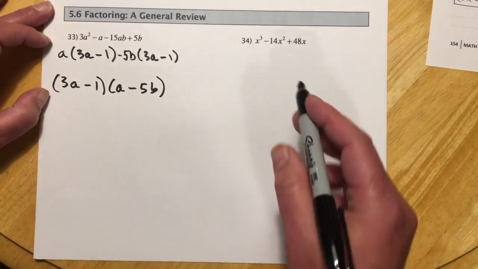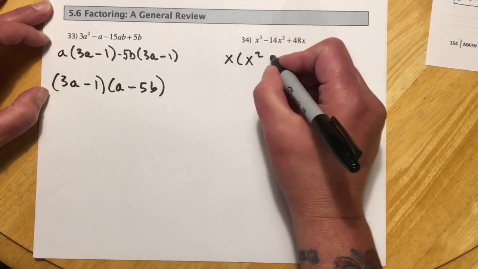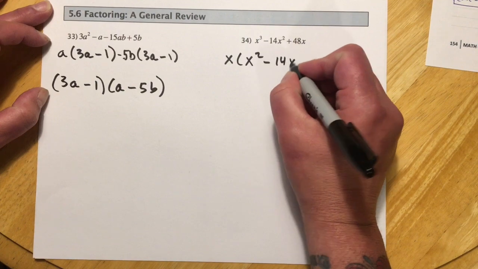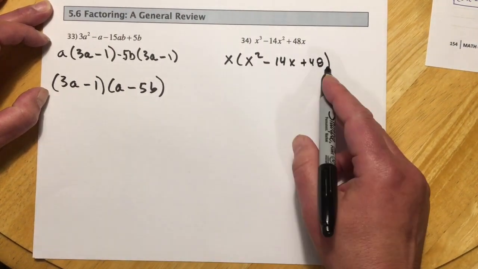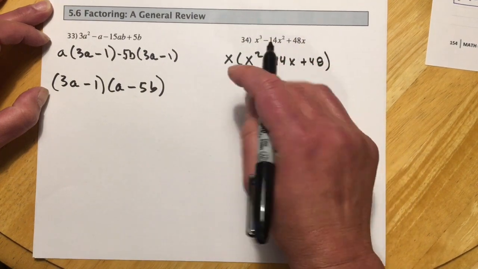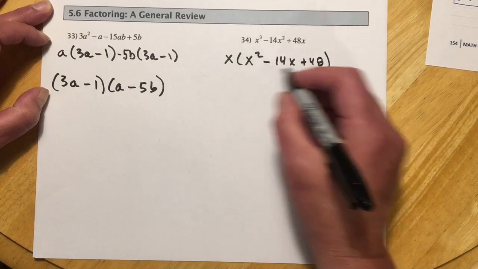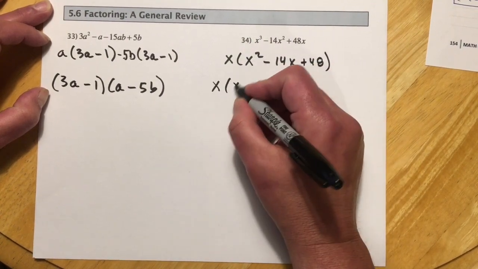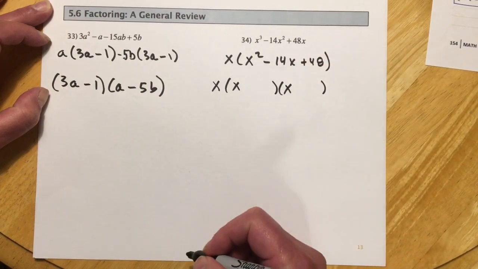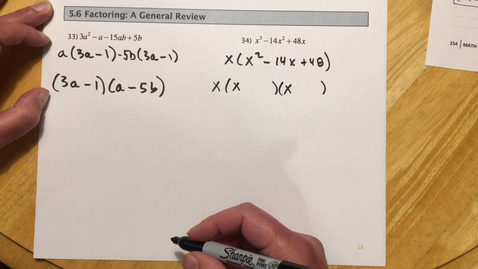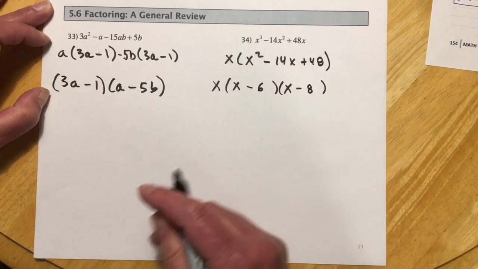This next one, it's got 3 terms, but there's a GCF going on, so we'll get that out of the way first. So x squared minus 14x plus 48. And that is 3 terms, and it leads with a 1, so it's section 5.2. This one was section 5.1. And so for this is the nice kind where we just set up the x's and do what multiplies to 48 and adds to be negative 14. So that would be negative 6 and negative 8.